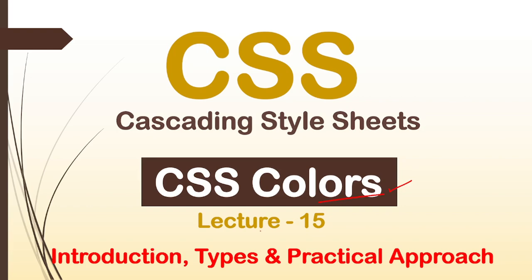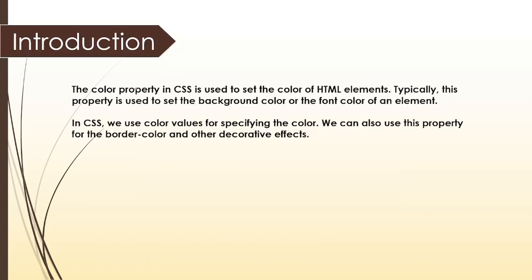In the CSS lecture series, this is our lecture number 15, and we are going to discuss the introduction of colors, different types of color formatting, and we will also discuss its practical approach. So let's move to the introduction part first. The color property in CSS is used to set the color of an HTML element. Typically, this property is used to set the background color or the font color of an element.